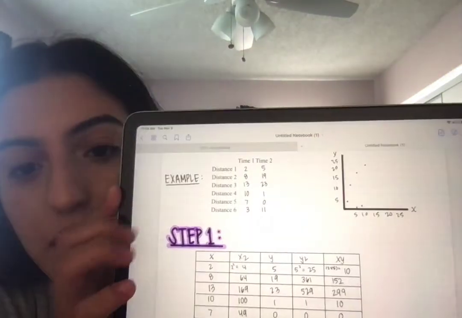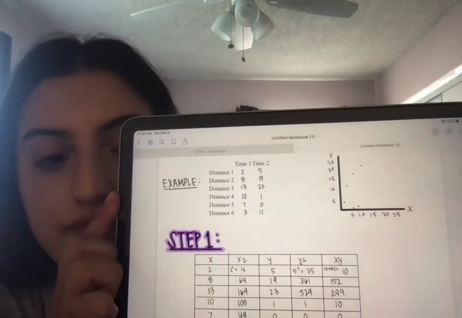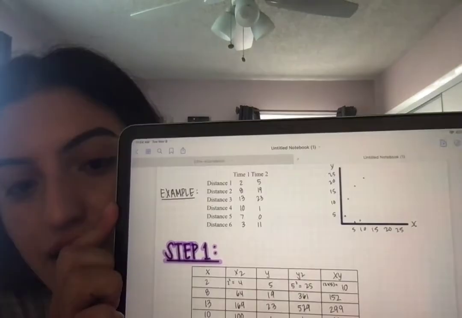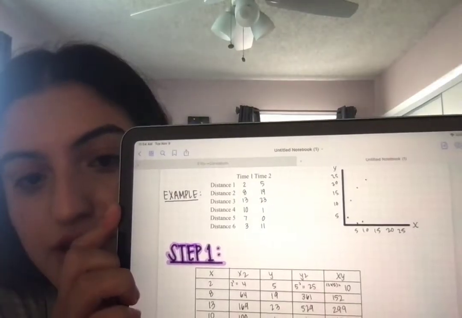Hi guys, so today I'm going to be going over objective number 2, which is to calculate and interpret the Pearson product moment correlation coefficient. So what I did was I made up some fake data using one of the examples from our E10, but I replaced it with my own numbers.